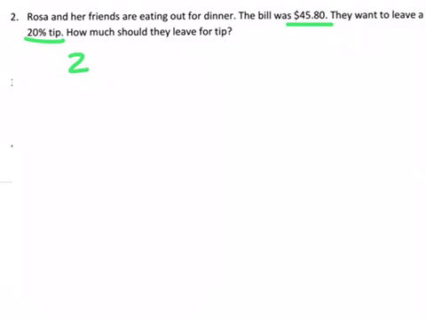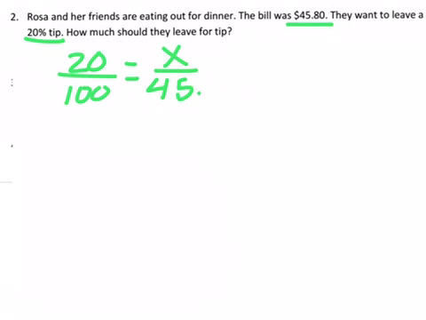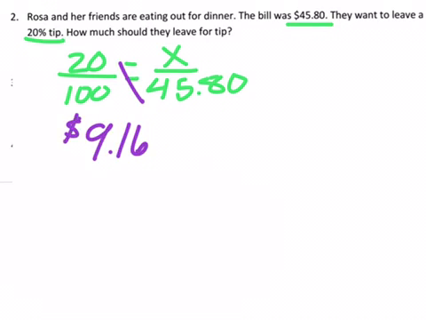So we put our percent over 100 and set it equal to our unknown. We don't know what 20% of 45.80 is. So we go ahead and do that. When you cross multiply and divide by 100, you end up getting the answer of $9.16. Another way to find the percent of a number is multiplying with decimals.